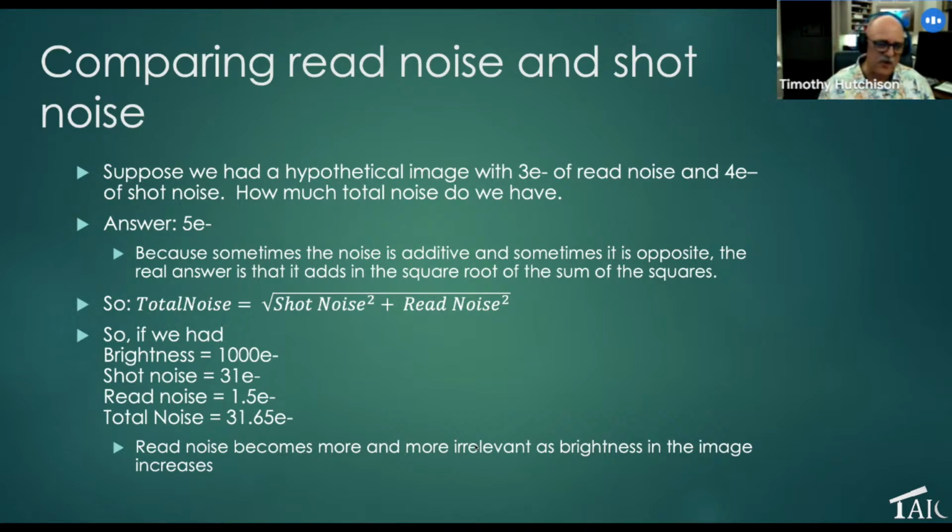The read noise, if we think back to our example for a CMOS sensor, let's say the read noise was 1.5 electrons. The total noise is the square root of the square of 31 plus the square of 1.5. That works out to 31.65. Is it all that different from the shot noise? Heck no. Do we care about the read noise?